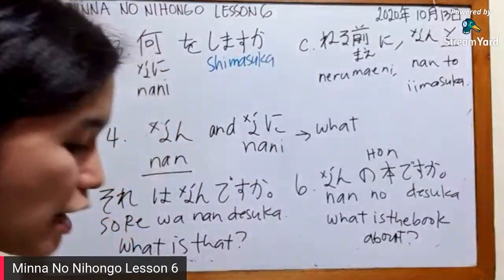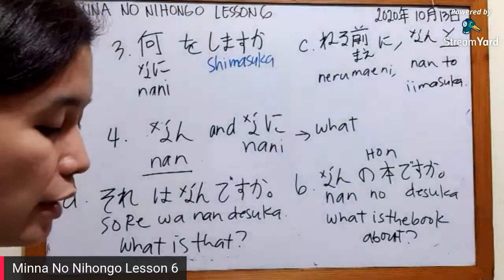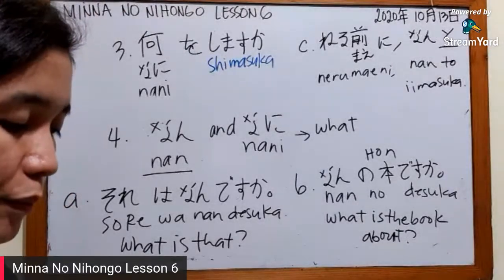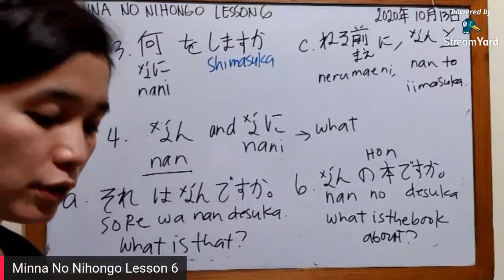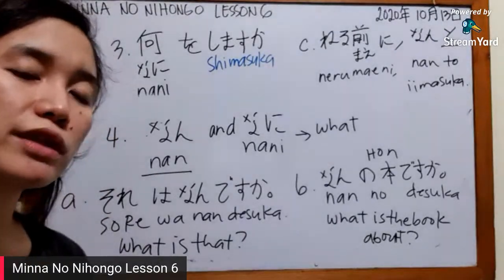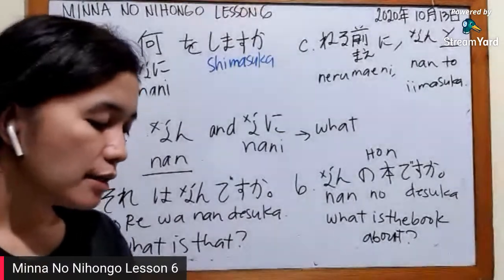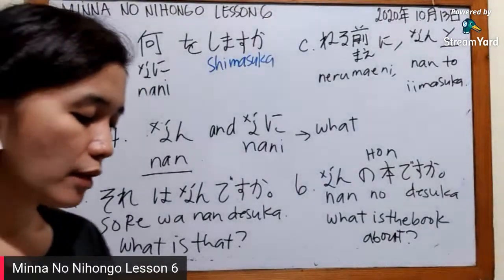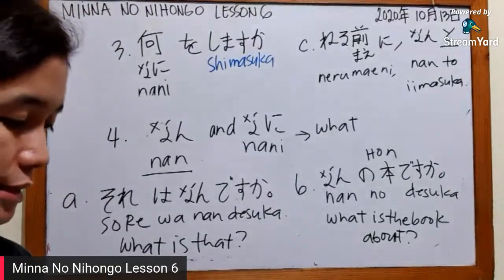And what else? We also use nan when it is with a counter suffix. For example, when you ask how old the person is, we say nansai desu ka? That is also nan, and then the suffix sai. Nansai desu ka? How old are you, minasan? Minasan wa nansai desu ka?